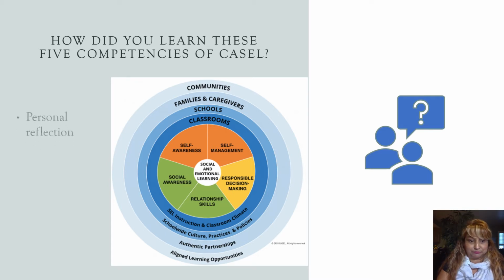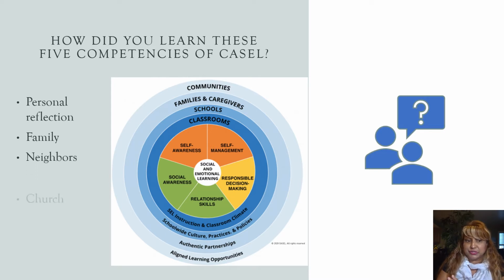Let me go ahead and share mine. So, a lot of my self-awareness was through personal reflection, but it wasn't in a vacuum or a void. It was through my interactions with my world. And then I learned how to self-manage through my interactions with my family, my neighbors, and church. And then I also made some responsible decision making through the same relationships. And I built my relationship skills through friends and then also through work. And also expanded my social awareness, learning about different cultures by traveling, which also included my interactions with my family.